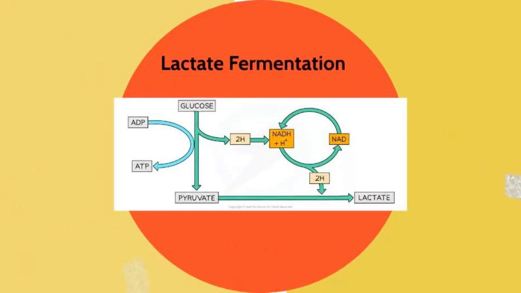So ethanol fermentation involves the decarboxylation of pyruvate, resulting in the formation of ethanal and the release of carbon dioxide. And then subsequently, ethanal is reduced to ethanol with the assistance of an enzyme called alcohol dehydrogenase.